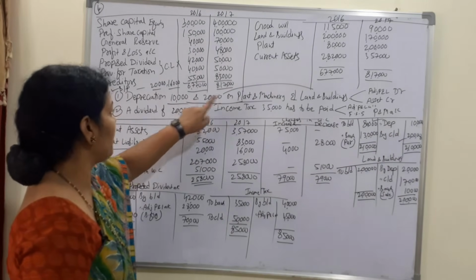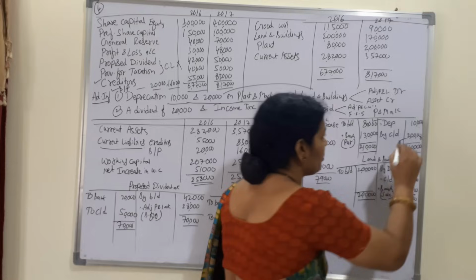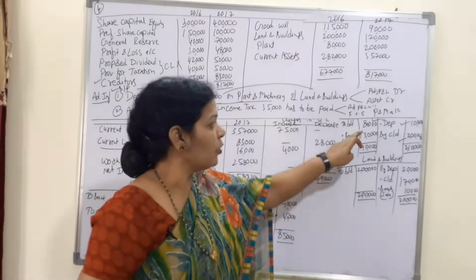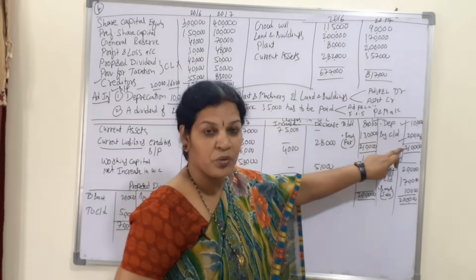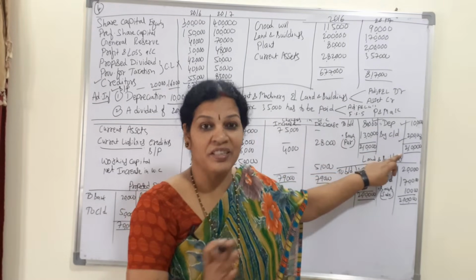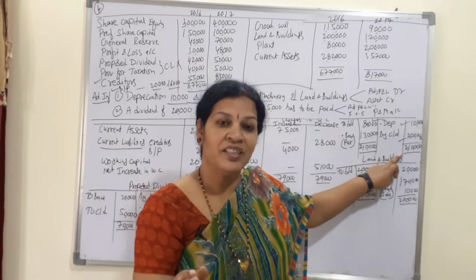Depreciation will be on the credit side. Depreciation on plant and machinery is 10,000, also written here. Opening balance is 80,000, and closing balance together with depreciation is 2,10,000. It means it's increasing. Whenever it's increasing, it's a purchase.